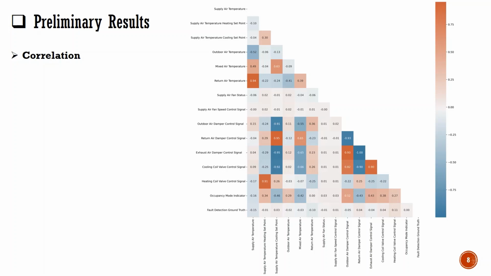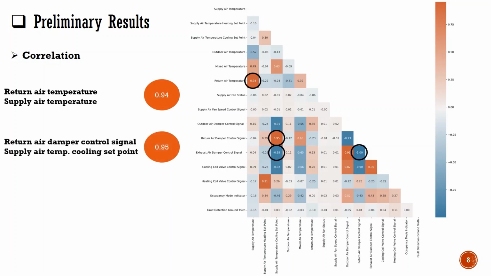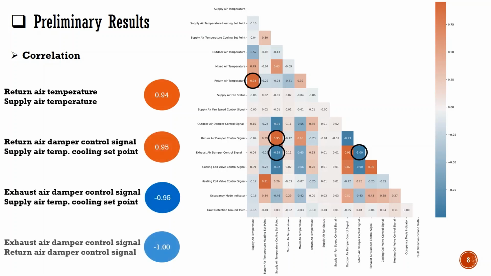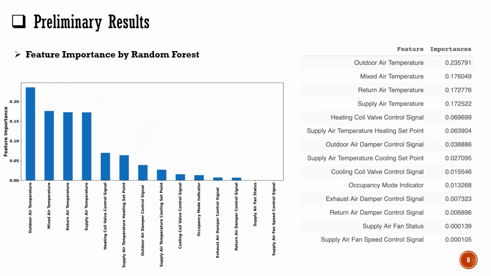In the preliminary results, in order to evaluate the significance of correlations among features, we used the Pearson correlation coefficients and showed the result in the heat map. We also summarized the attributes that have very strong correlation, like return air temperature and supply air temperature. For providing an insight into the model and also improving a predictive model, we use feature importance by random forest. We sorted our features based on their importances, and as you can see, the outdoor air temperature is the most important one.